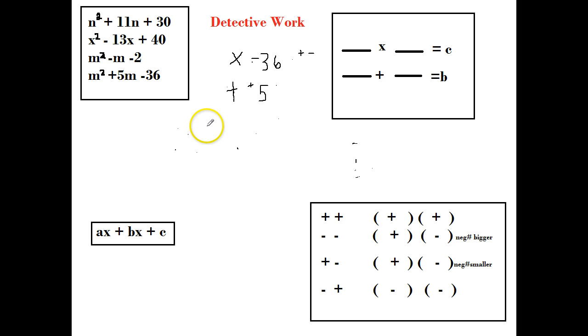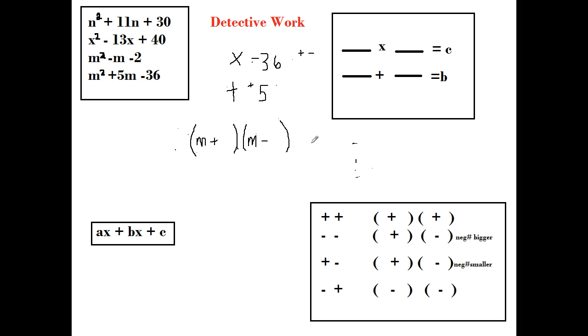Okay, so we're going to do this last one. We do our parentheses, and they're m's, so it's m here and m here. It's a positive and a negative, so we know it's a positive and a negative. And I suggest you always do the signs first. It's just going to help you.